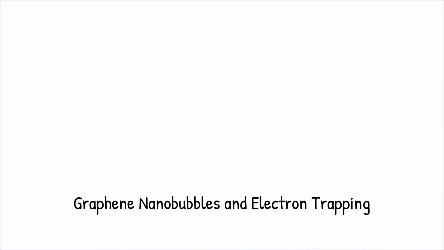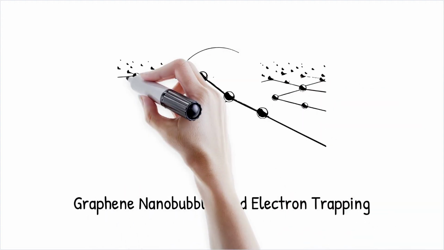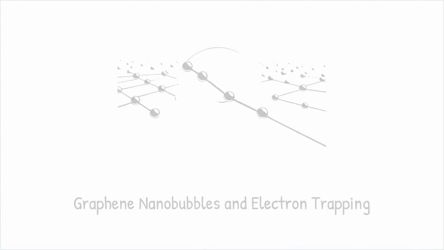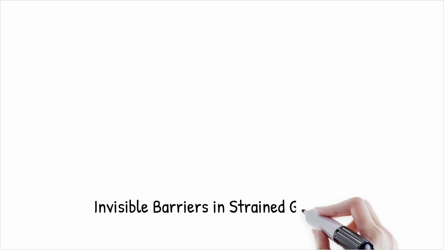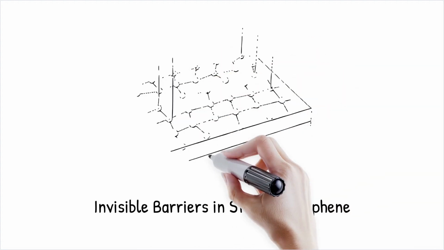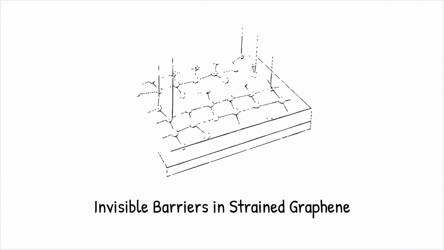Example: straining graphene nanobubbles has been shown to create pseudomagnetic fields strong enough to trap electrons in quantum dots. Analogy: straining graphene is like creating invisible barriers in a flat landscape, forcing particles to follow specific paths or become localized in certain regions.